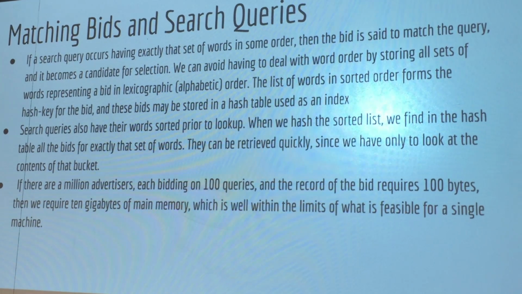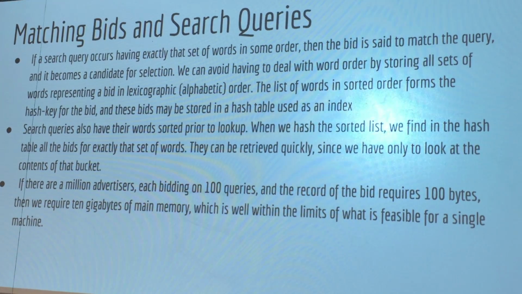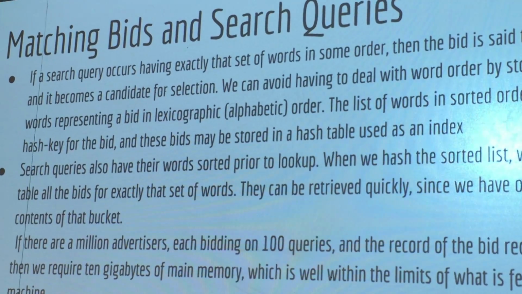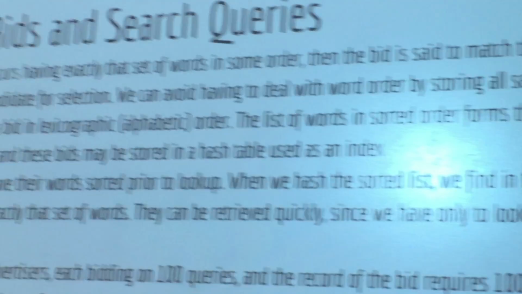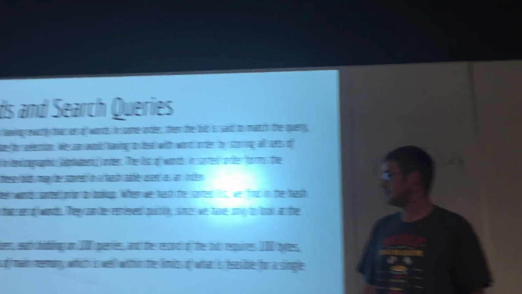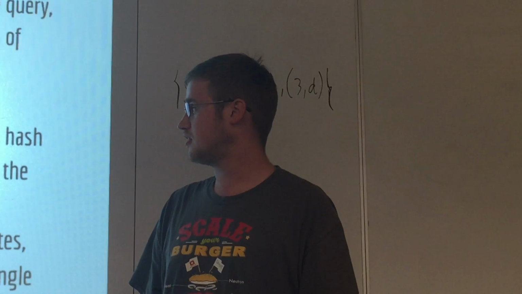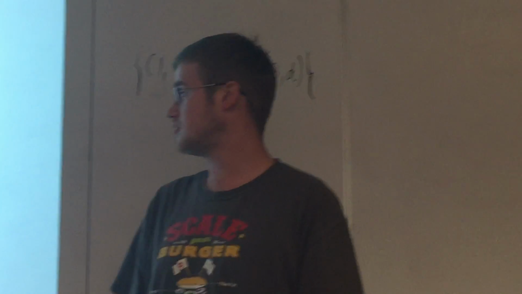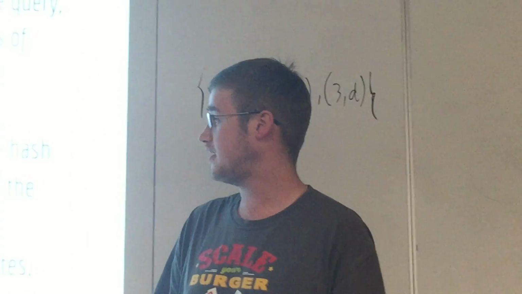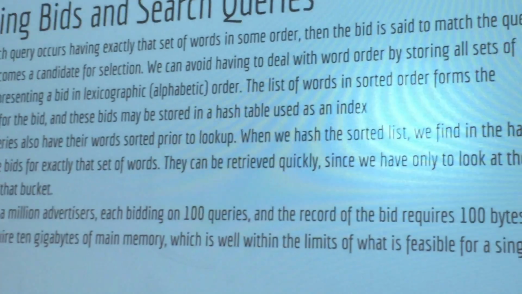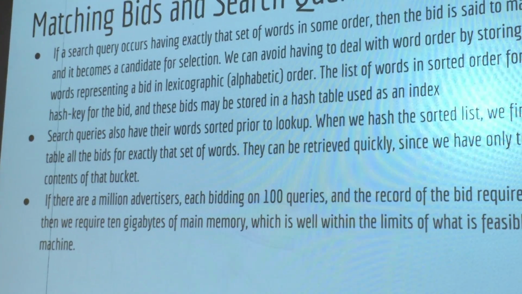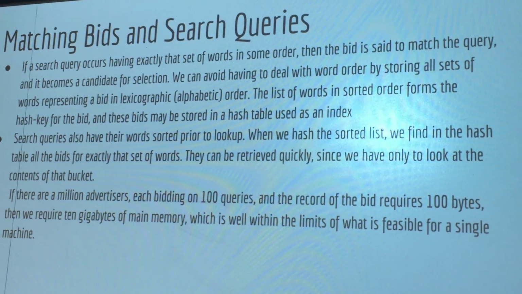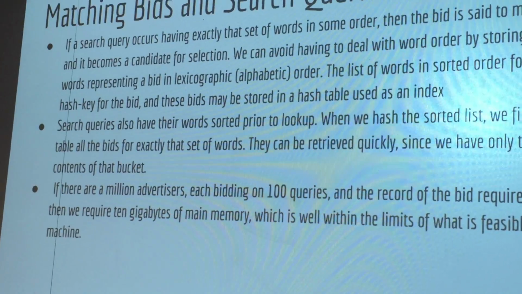The list of words in the sorted order forms the hash key for the bid, and these bids may be stored in a hash table used as an index. Search queries also have their words sorted prior to lookup. So when we hash the sorted list, we find in the hash table all of the bids for exactly that set of words. They can be retrieved quickly since we only have to look at the contents of that bucket.